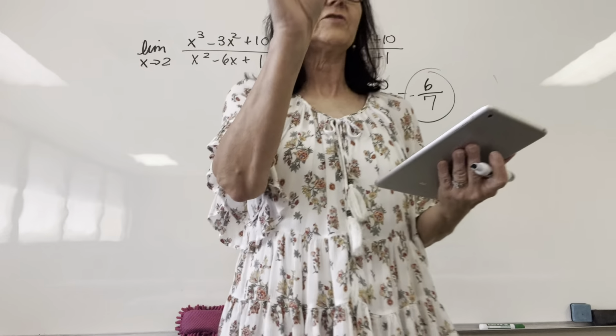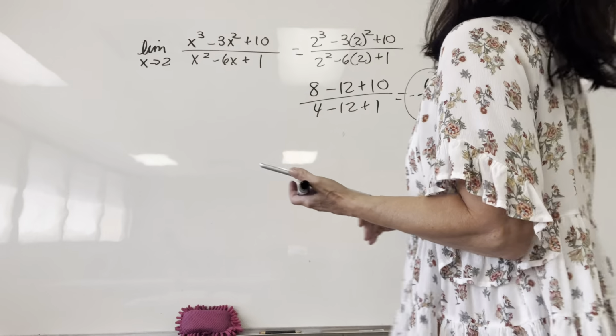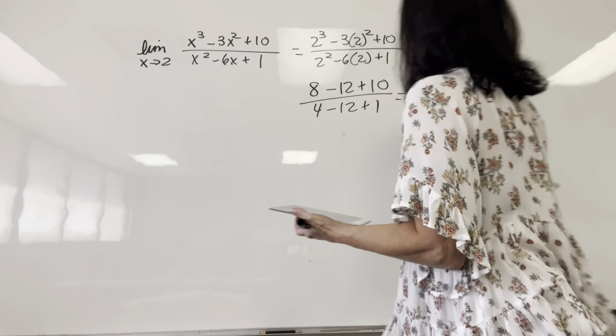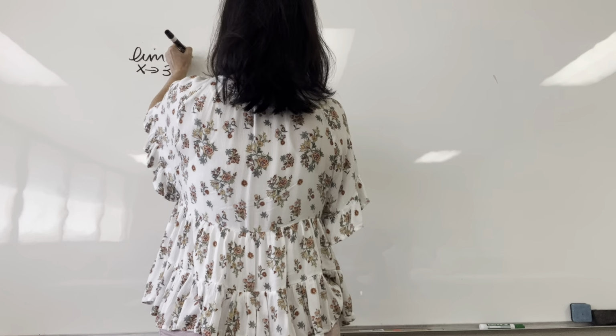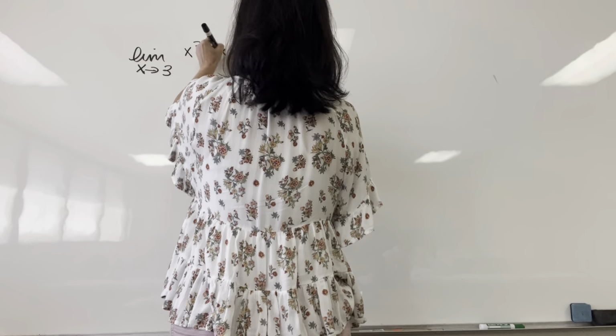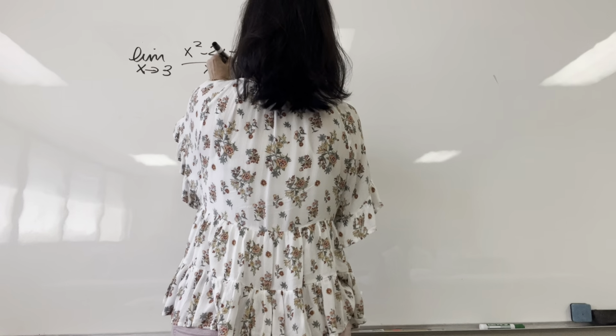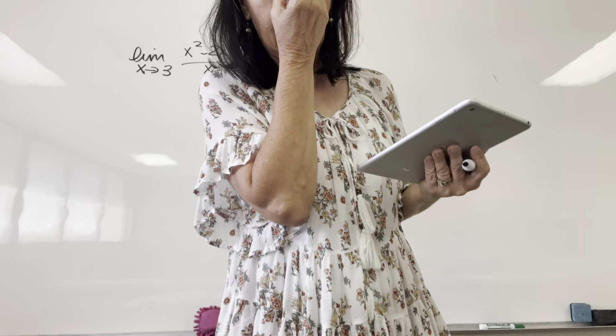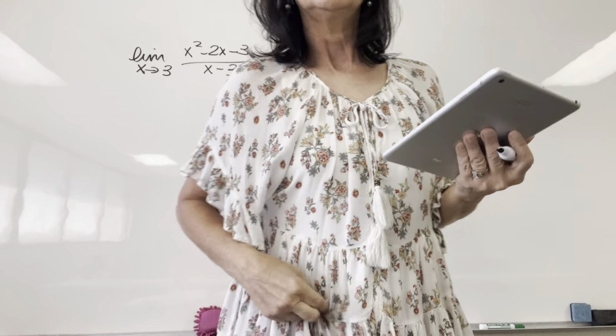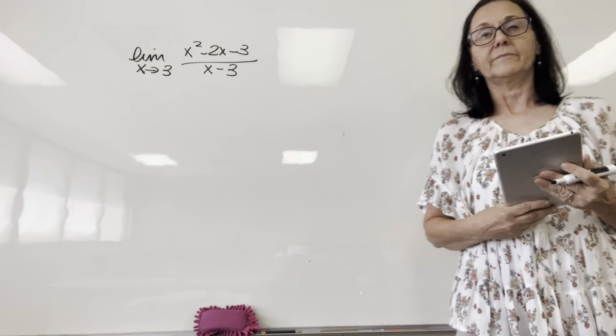All right, you understand those so far? All right, let's look at example 3. Now it's not going to be defined. This is the limit as x approaches 3 of x squared minus 2x minus 3 over x minus 3. So it is not defined, is it?